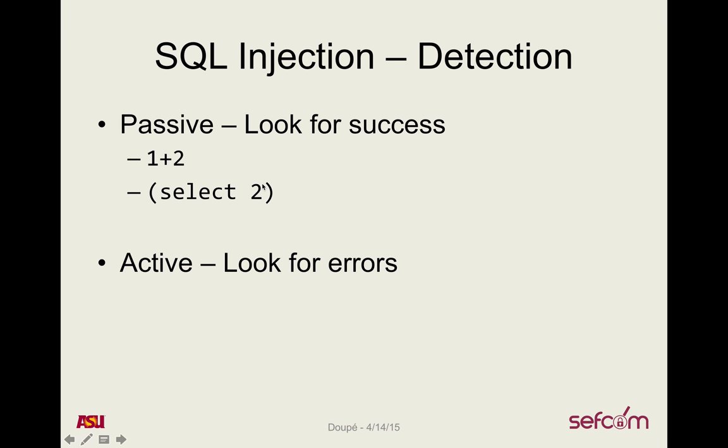The other way to do it is an active approach where you try to look for errors. So put in something like O'Malley, right? This has a tick in it. If it was single quoted, it'll cause an extra single quote, so you should get an error message or some 500 message. Or you can do things like less than 10, all kinds of stuff.